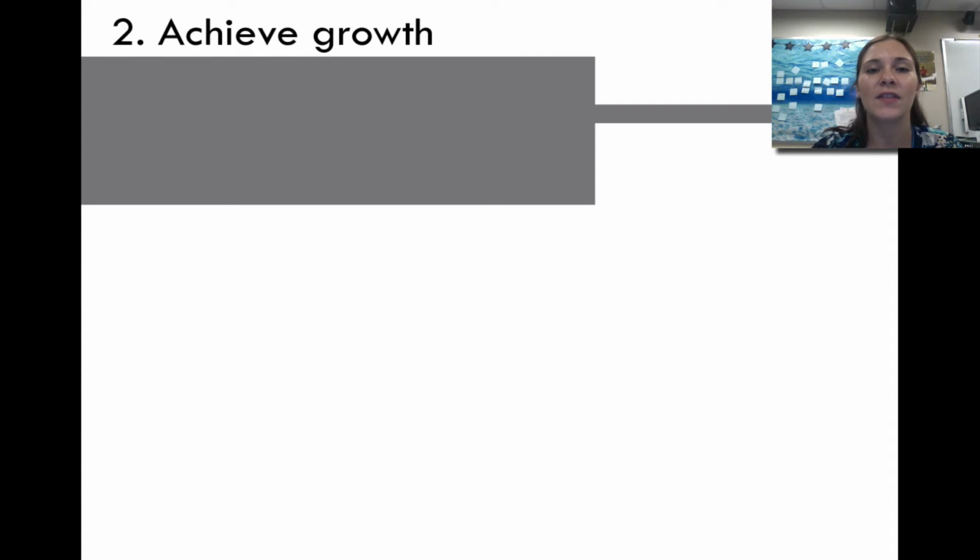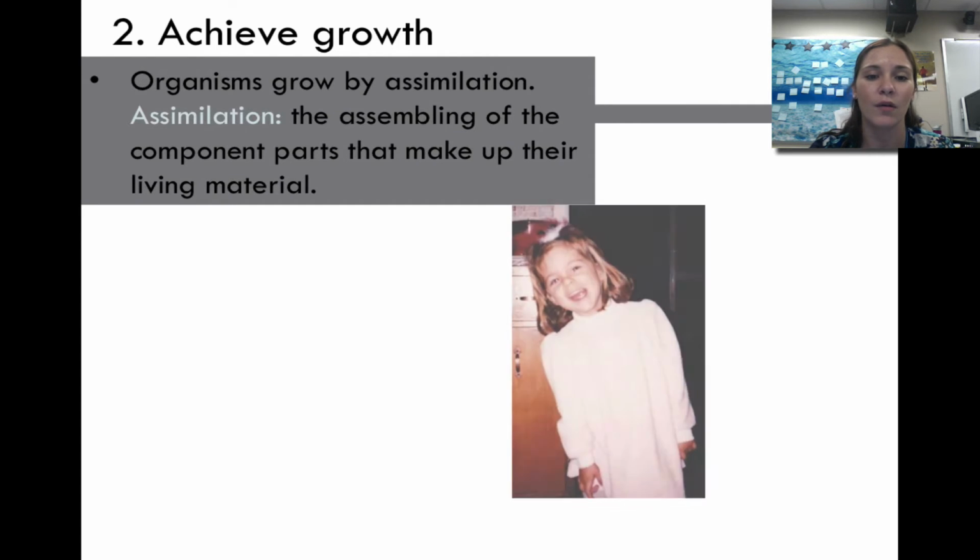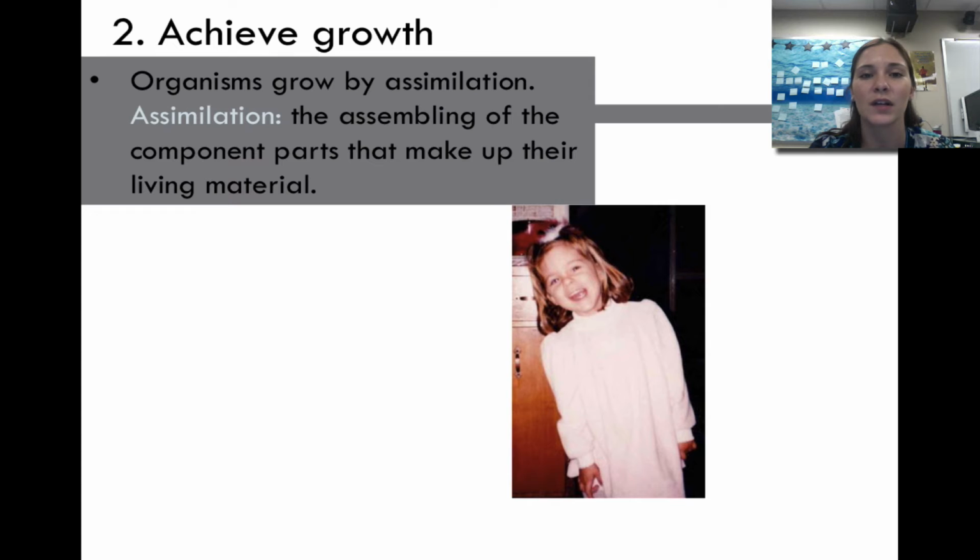All right, second thing, living things must achieve growth. So organisms grow by assimilation, and assimilation can be defined as the assembling of their component parts that make up their living material. For example, you right now, you're still growing. How are you going to grow from the height you are to the height you'll be when around 18 years old? Your body uses the nutrients that you get from the food that you eat to produce more cells and more components that will make you grow, right? For example, me right here. How did I get from here to the whole 5 feet that I am? By growth, by using the nutrients that I receive from the food.